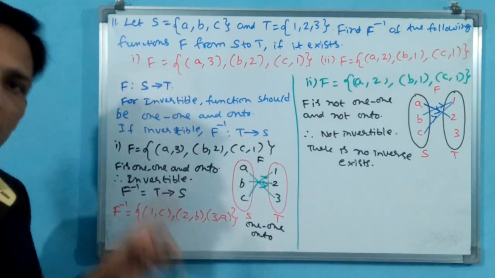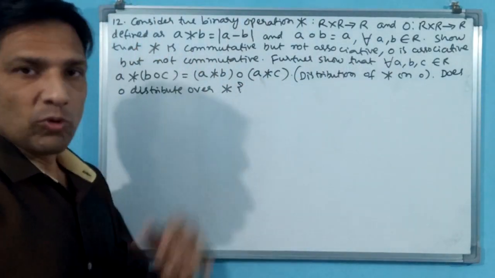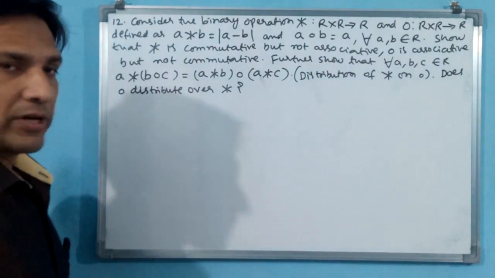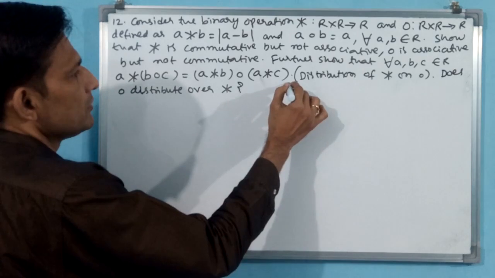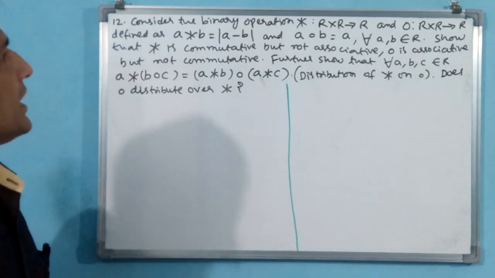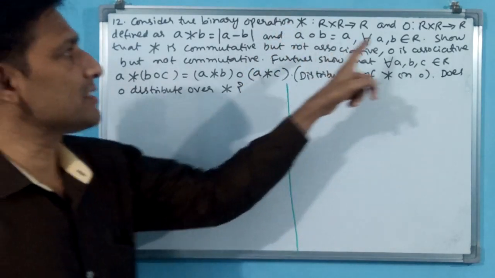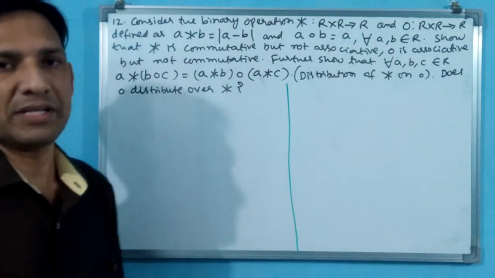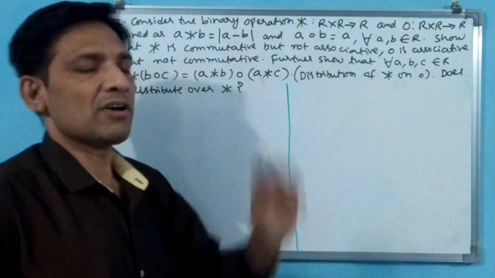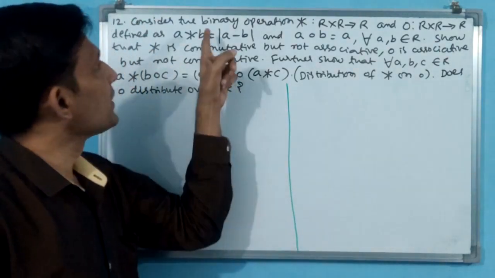Let us go for the 12th question. See the 12th question. Carefully you understand this question. What they have written, or else we are unable to answer the question. Consider the binary operations. See here, 2 binary operations are there. One is star, another one is O. O is also a binary operation. For this question only we will take it; normally star is the binary operation. In special cases they represent like that.